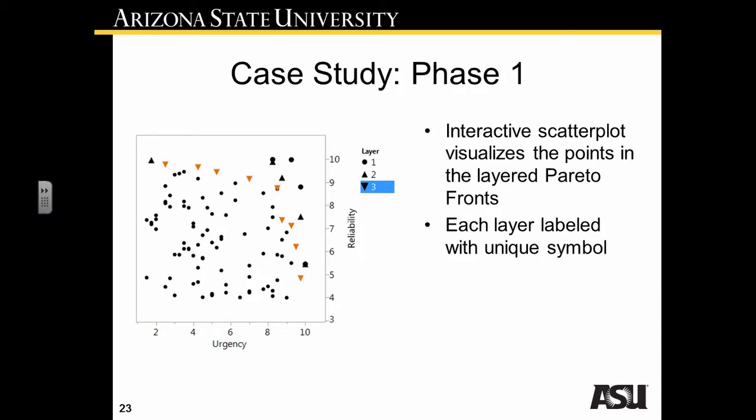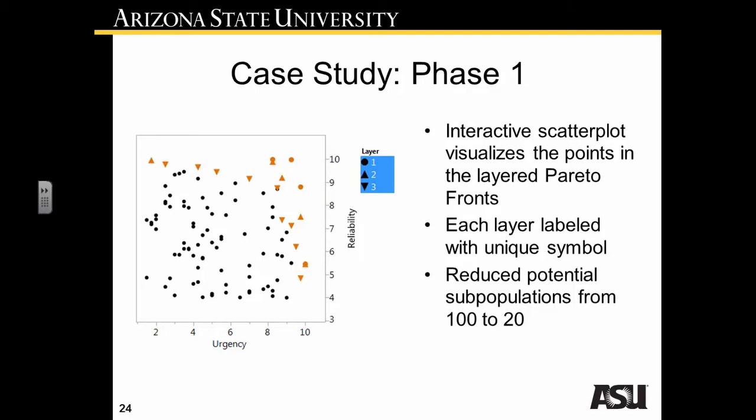So if we consider a 3-layer Pareto front, we initially started with 100 subpopulations. We needed to choose 4 of those. Now we've eliminated 80 of those. Now we just have a subset of 20 subpopulations that we need to look at. So this has really helped make our decision more manageable. We don't have to look at 100 options. Now we're just down to 20.